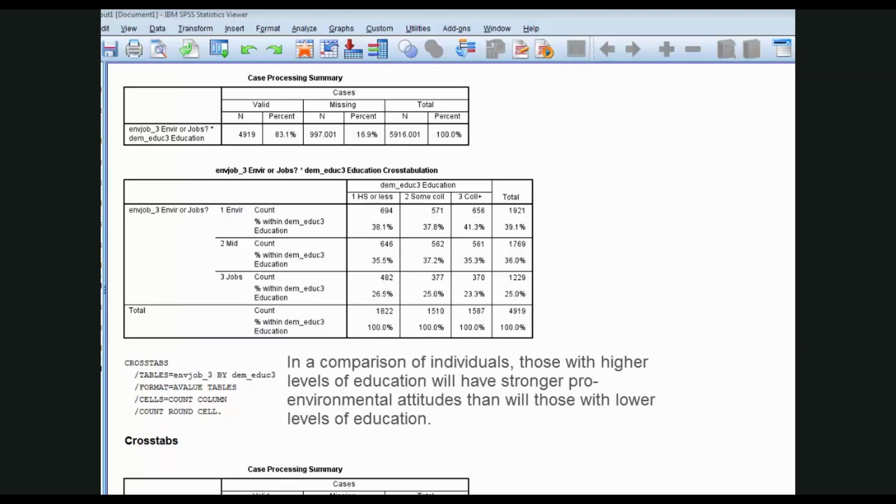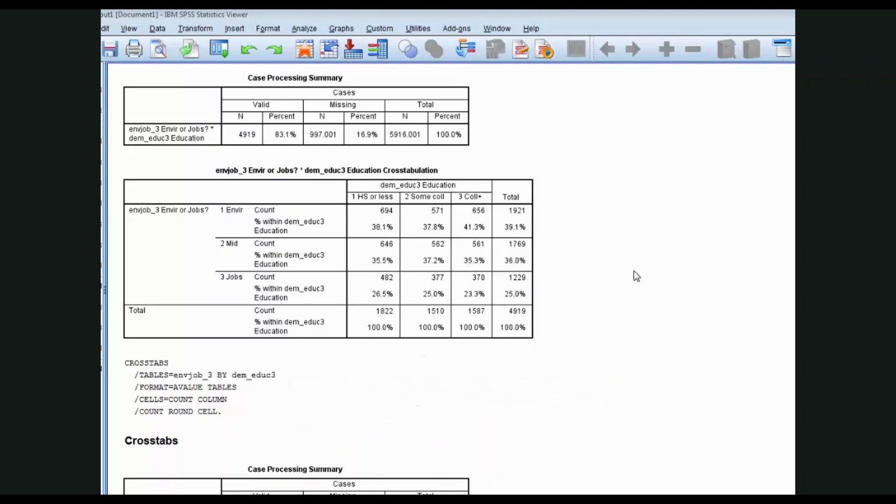To illustrate the importance of statistical tests and crosstabs, I have here a cross-tabulation that tests the hypothesis that individuals with higher levels of education will be more pro-environment than those with less education. This is the NES 2012 data set, and I've tested the hypothesis using DEM_EDUC_3, which is 3 categories of education, and EnvirJobs_3, which is a measure of environmental attitudes.